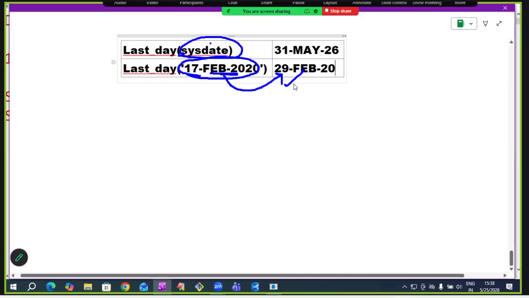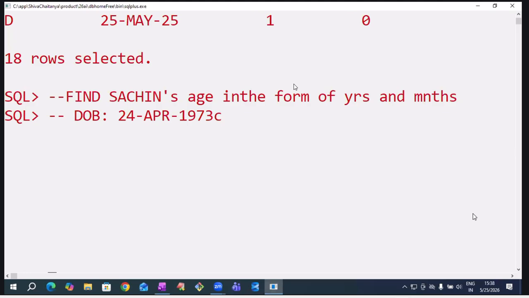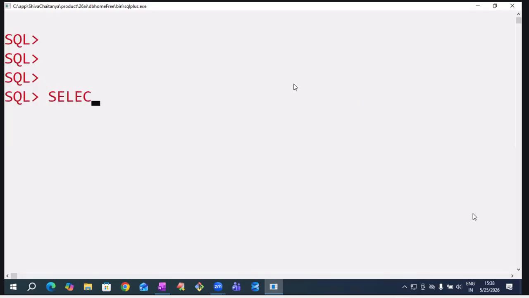Today's date falls under May month. The May month, last date we get. To get last date in the month, we use it. That's it, sir. Observe here. Select last day of sys date. Last day of sys date. Observe.